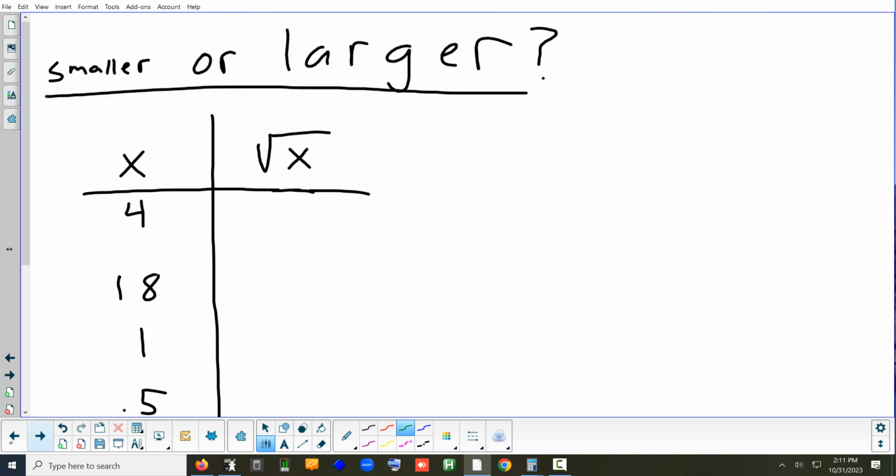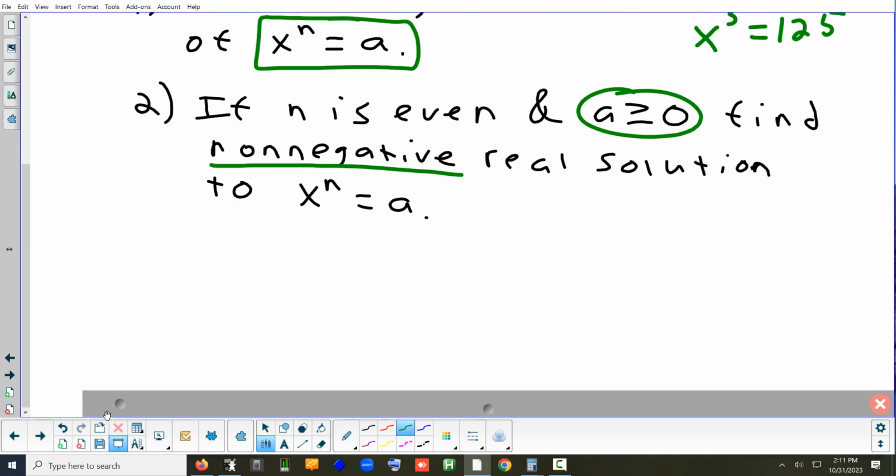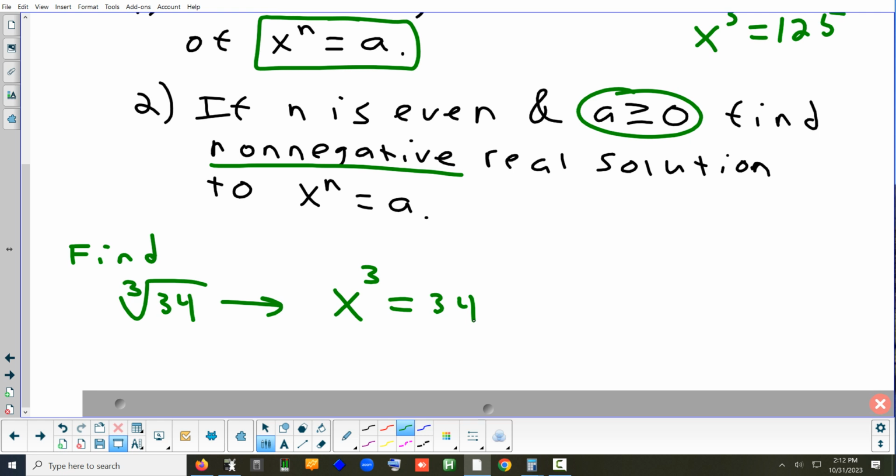I think I got a couple examples. I'll make one up. All right, let's say find the cube root of 34. If I ask you to explain what that really means, how would you think of that as an equation? Like if you wanted to reword that and explain it to someone differently. X to the third equals 34. Right. It means that there's something you can raise to the third power to get 34.